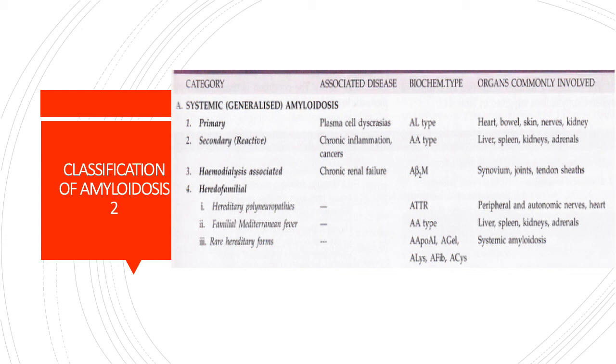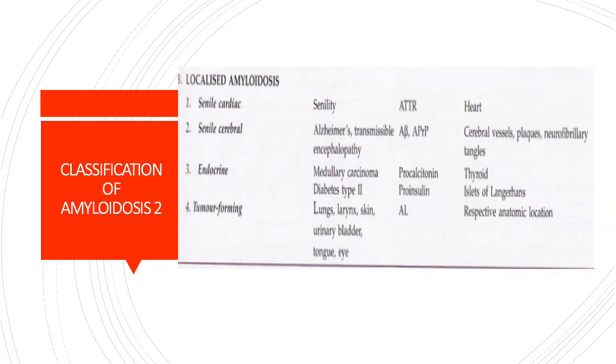Okay, heredofamilial: hereditary polyneuropathy, familial Mediterranean fever, and rare hereditary forms. You already learned about it. Okay, the localized amyloidosis would be senile cardiac amyloidosis, where you see amyloid associated with transthyretin. Senile cerebral, in case of Alzheimer's disease, it is A beta amyloid. And then endocrine, it is medullary carcinoma of thyroid, and diabetes type 2. Okay, it can be procalcitonin and proinsulin.